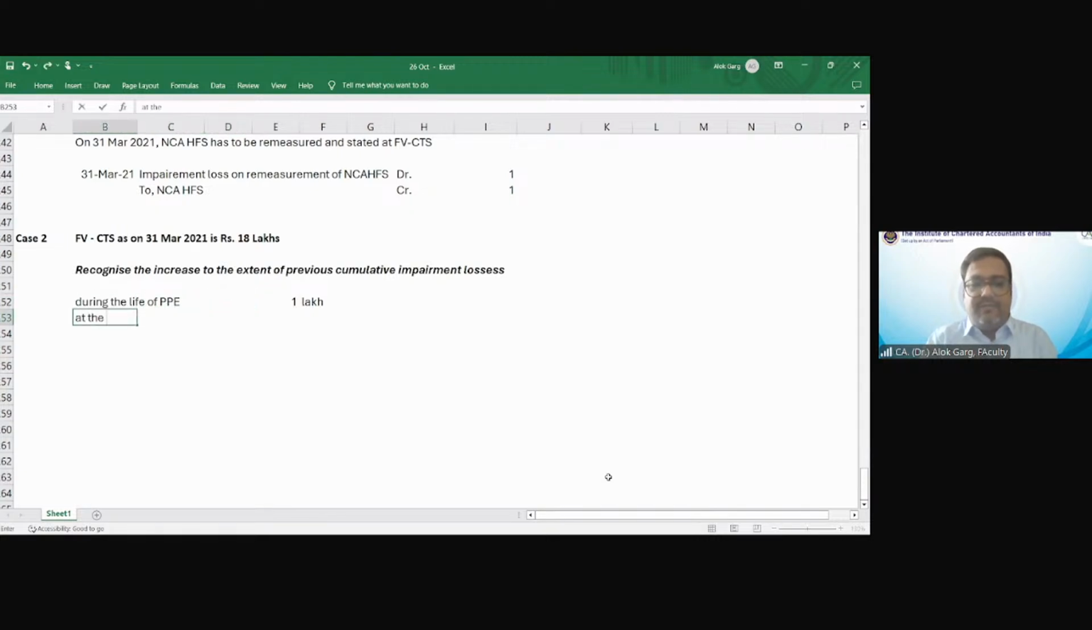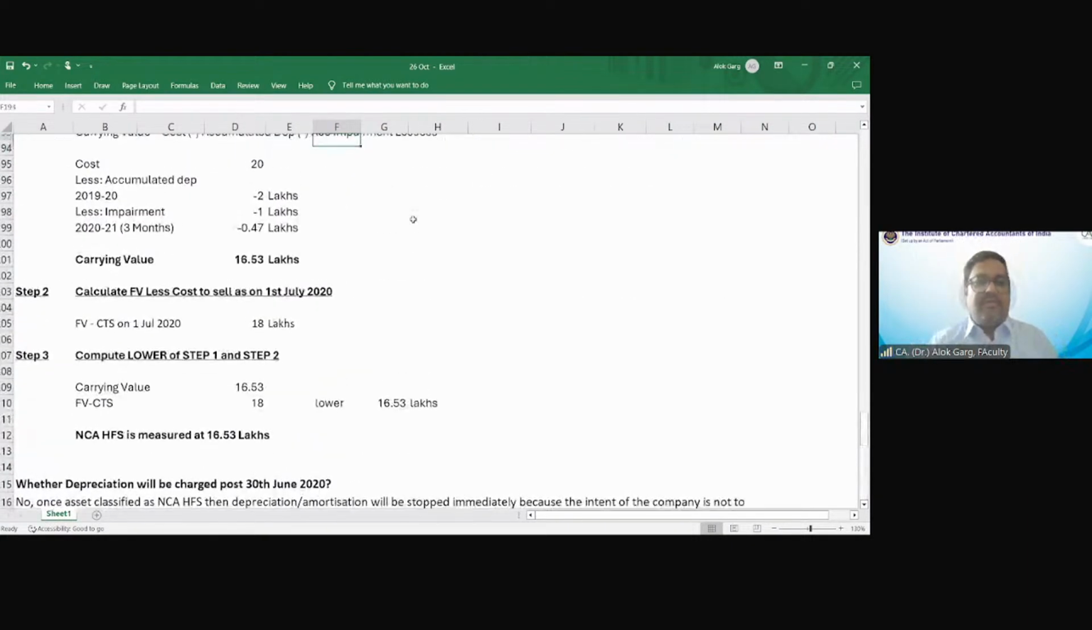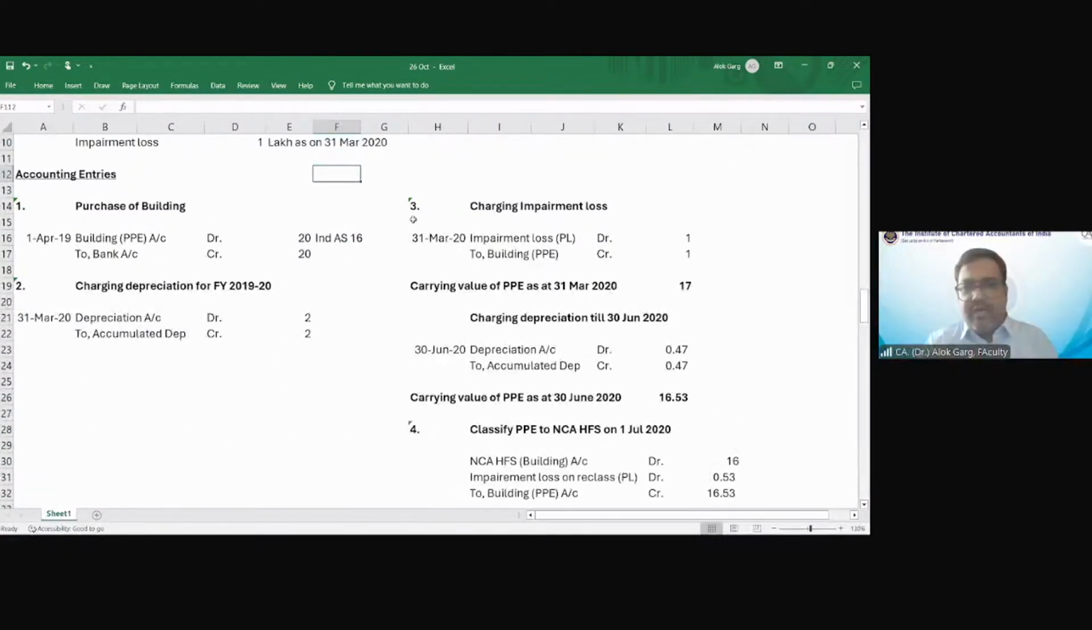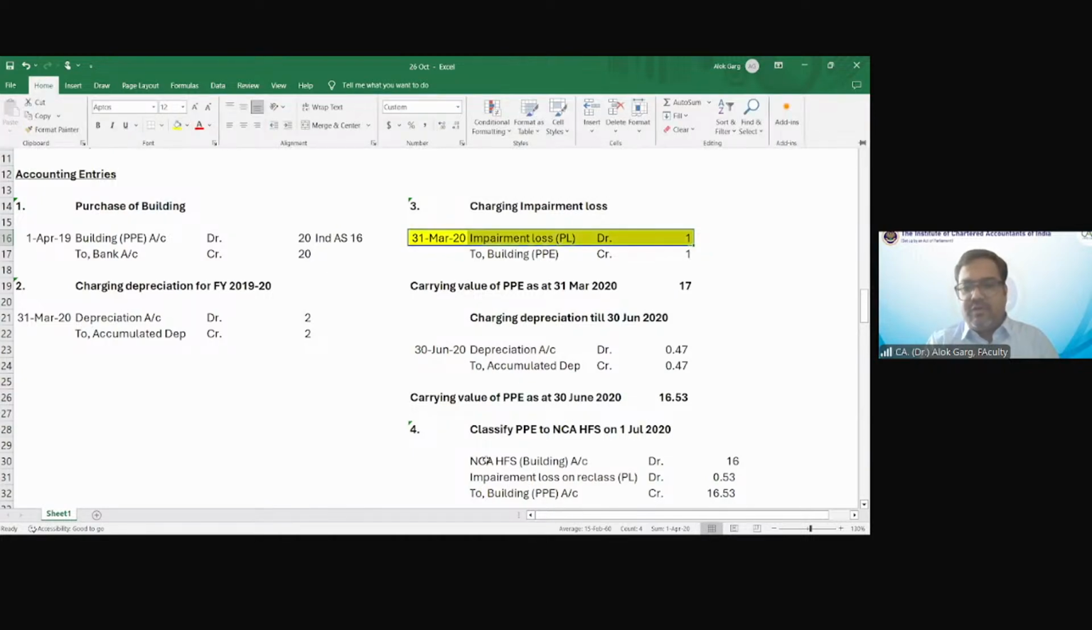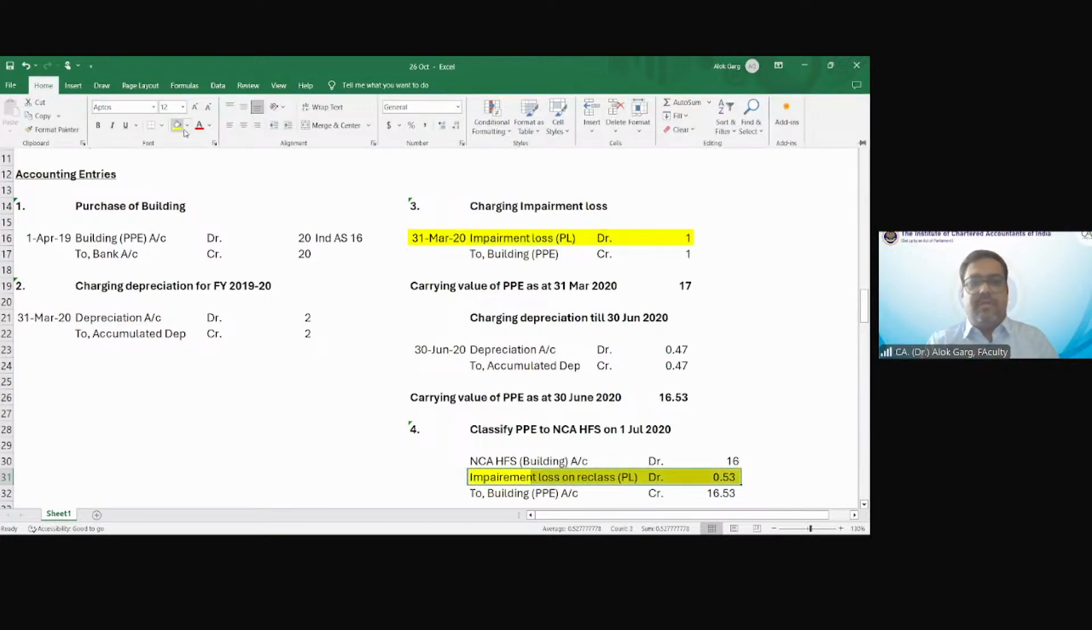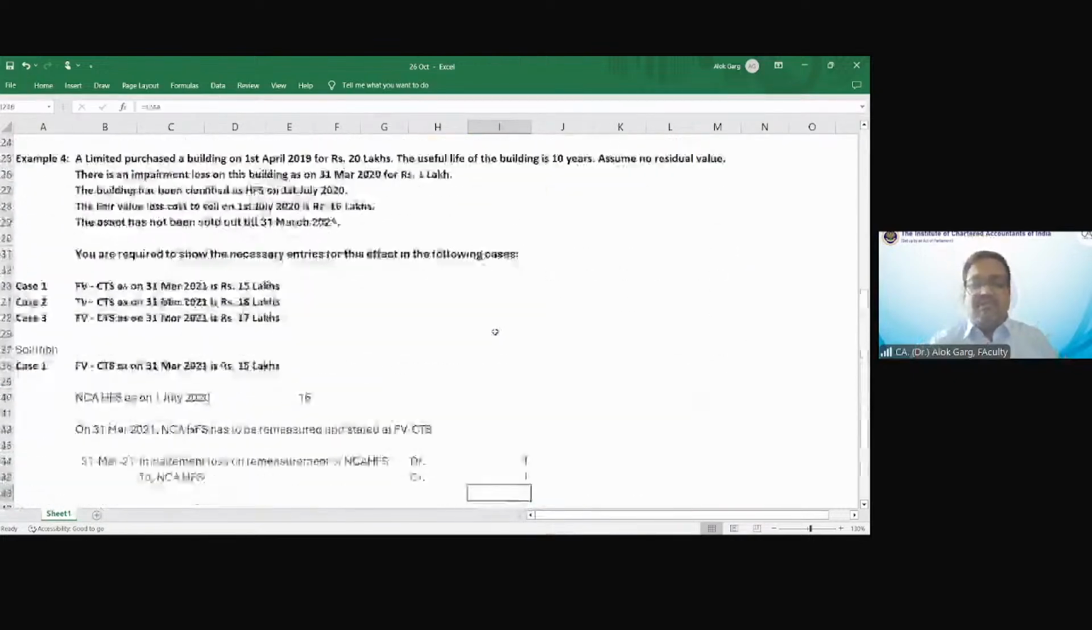Now at the time of initial measurement as NCHFS, 0.53. So what is the impairment loss at the time of initial measurement of NCHFS? 0.53. दिखाऊं मैं आपको ऊपर ले जाके, ये हमने सॉल्व किया था एग्जांपल नंबर 2. So in example number 2, one impairment loss was this, okay, in PP, and the another impairment loss was 0.53. So what is the total impairment loss?